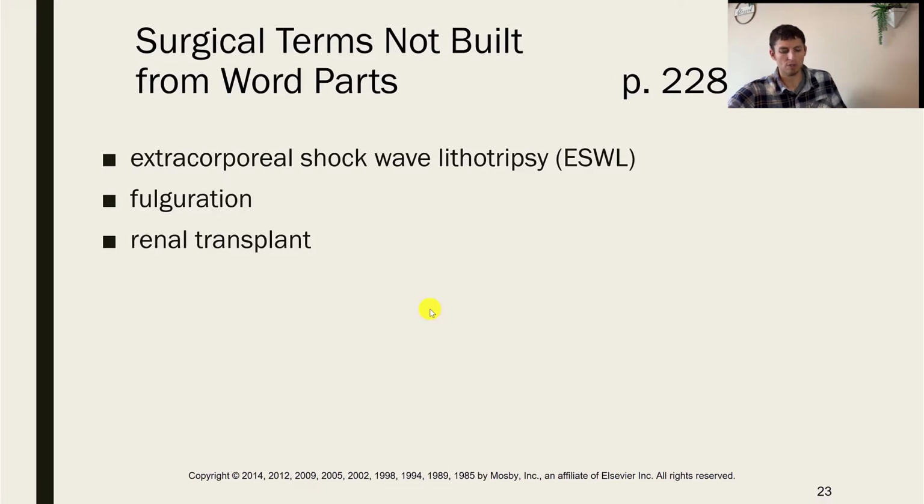Some surgical terms that are not built from word parts, we've got to skip over to page 228 to see those. Here again, you're just going to have to know these words or memorize these words. So the extracorporeal shock wave lithotripsy, or the ESWL, using a shock wave in order to break up those kidney stones. And so that's what that is ultimately referring to. The fulguration is just a destruction of living tissue using an electronic spark. And renal transplant would be transplanting a kidney.